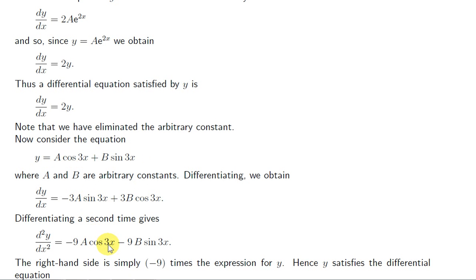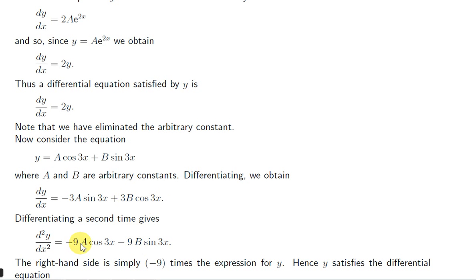The derivative of sine is cos, and by the chain rule we differentiate the angle to get 3, so we've got 3 times the constant in front. That gives us minus 9a. Over here the derivative of cos is actually minus sine, and differentiating the angle we get 3, so we have 3 times minus 3b, which is minus 9b.